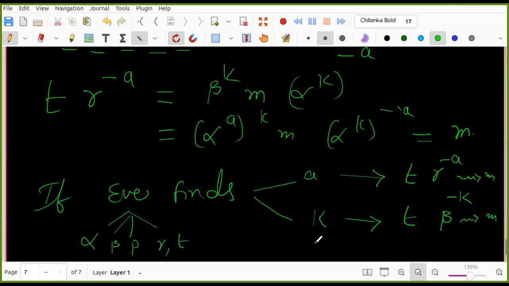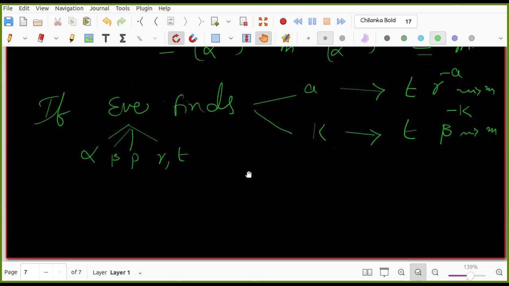The secrets are A and K. I am telling you that if Eve knows any one of them, she will get the message. That is what I want to convey. Is it clear to you, Mehak? Yes, sir. Good, nice.